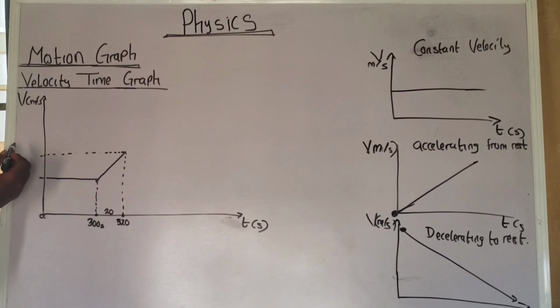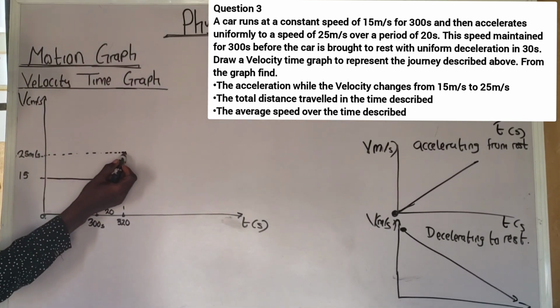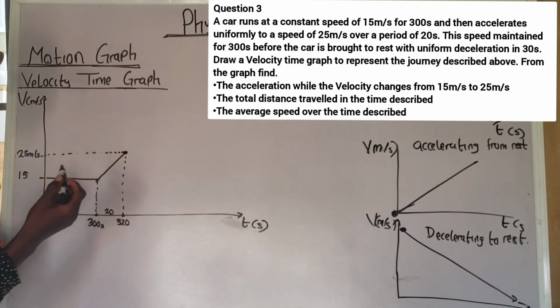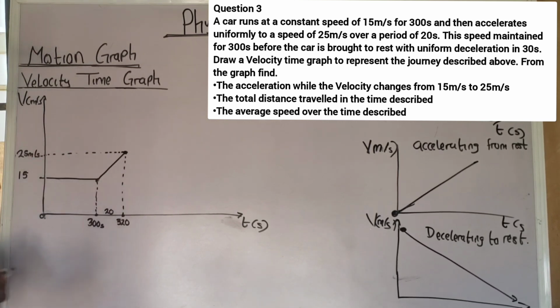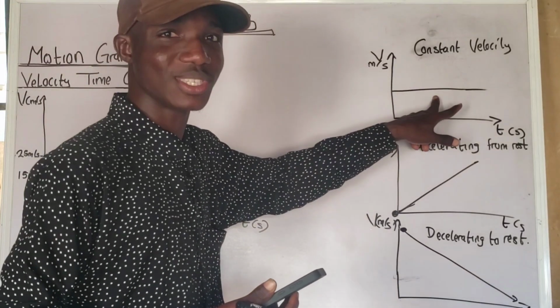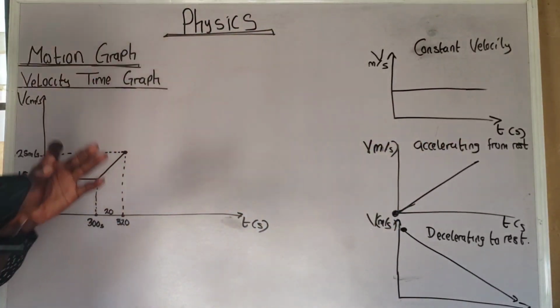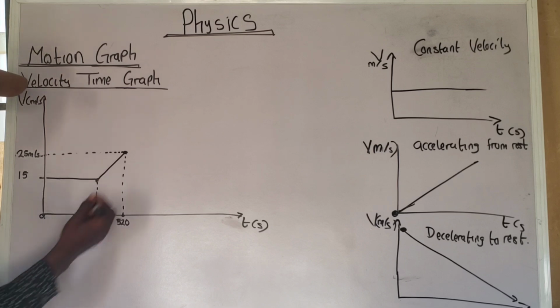Now let us trace this to this point. This will be 25 meters per second. Okay, now let us proceed. This speed is maintained for 300 seconds. After it accelerates to this point, the speed is now maintained for 300 seconds. That means the speed is constant for 300 seconds, and at constant velocity the graph looks like this. The speed is not changing.